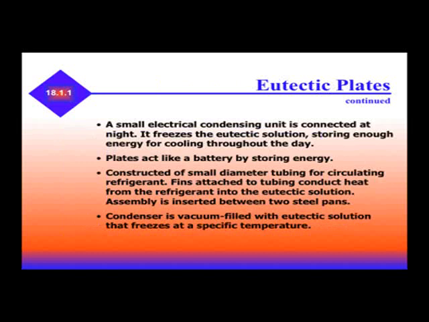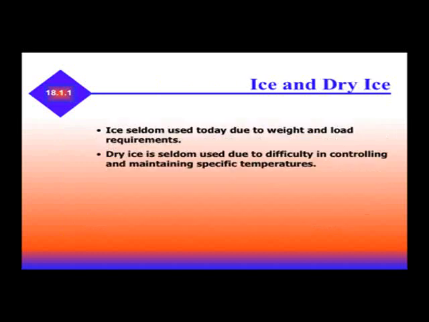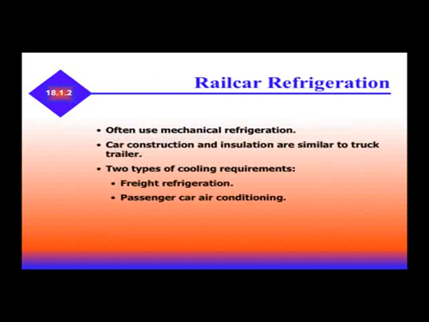It's constructed of small diameter tubing for circulating refrigerant. Fins attached to the tubing conduct heat from the refrigerant into the eutectic solution. The assembly is inserted between two steel pans. The condenser is vacuum filled with eutectic solution that freezes at specific temperatures. Ice and dry ice are seldom used today because of weight and load requirements. Dry ice is also difficult to control and maintain at specific temperatures.